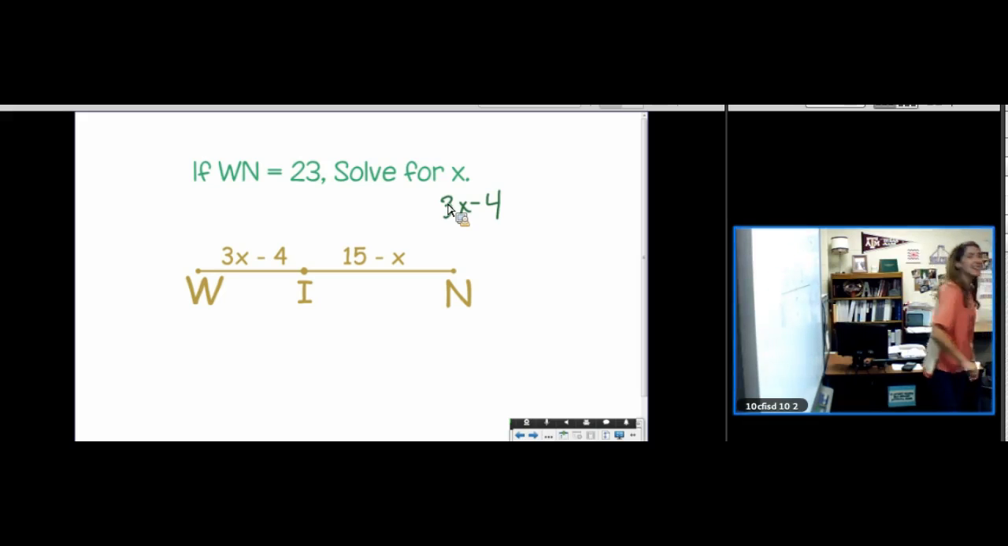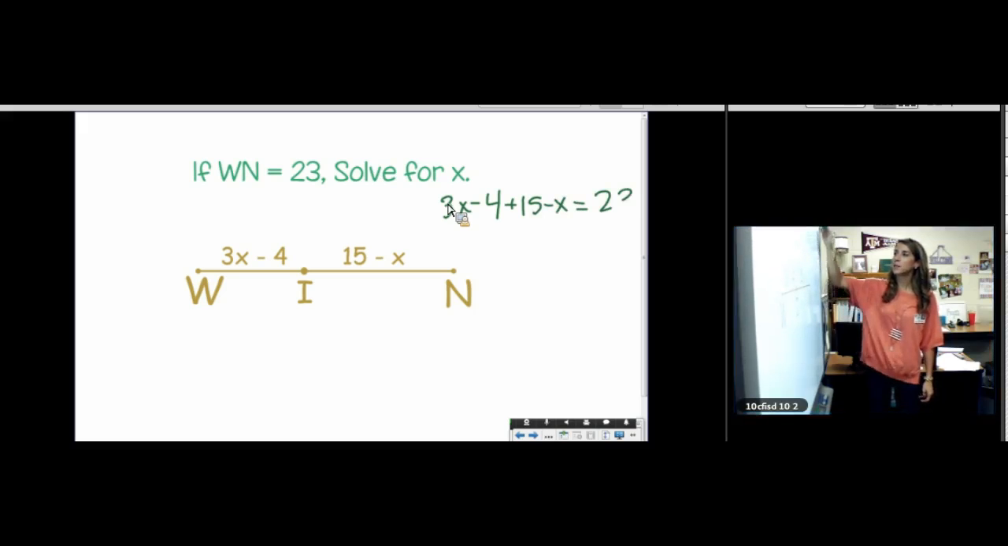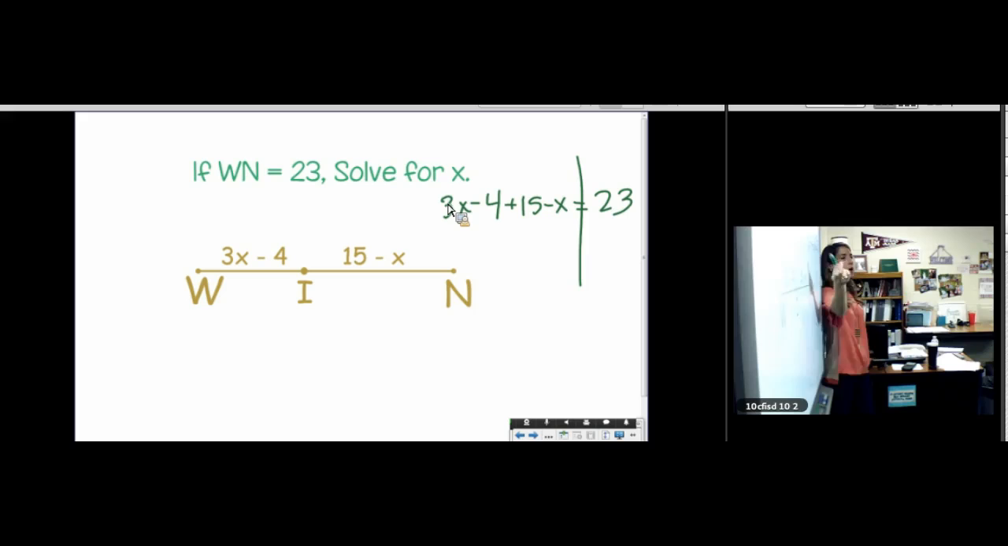Okay, good. Yes, Alex. 3x minus 4 plus 15 minus x equals 23. So that's where the equal goes. The part plus the part, and then the whole. Now, some of you start moving stuff around, and you're not supposed to yet. You need to clean it up before you move it. Clean it up before you move it.